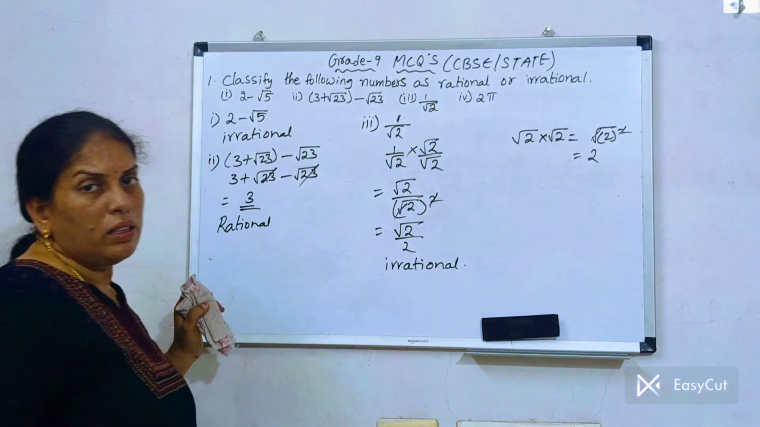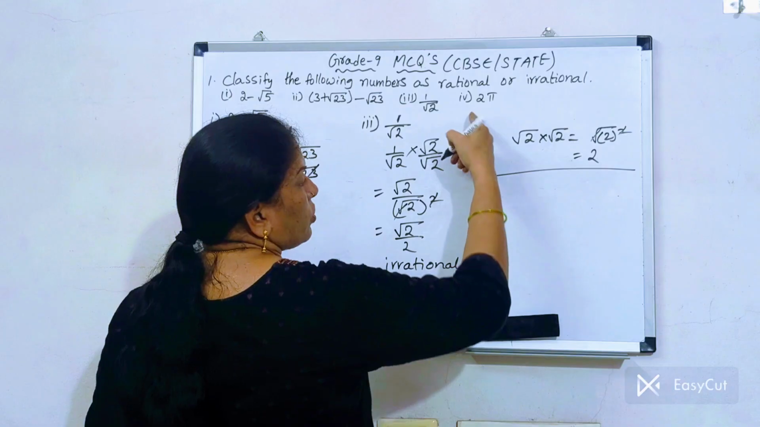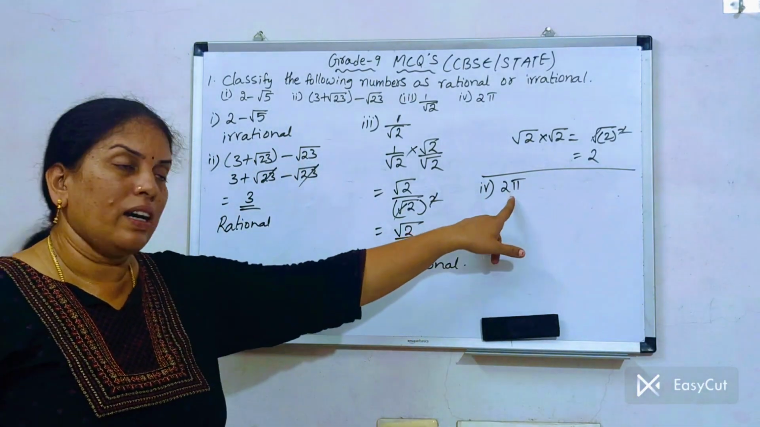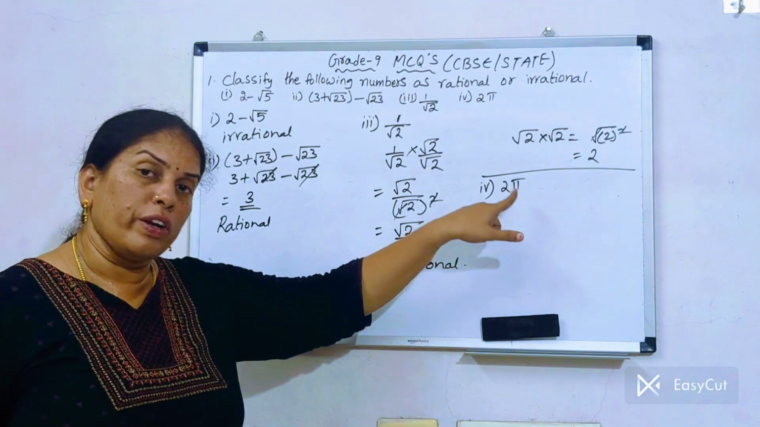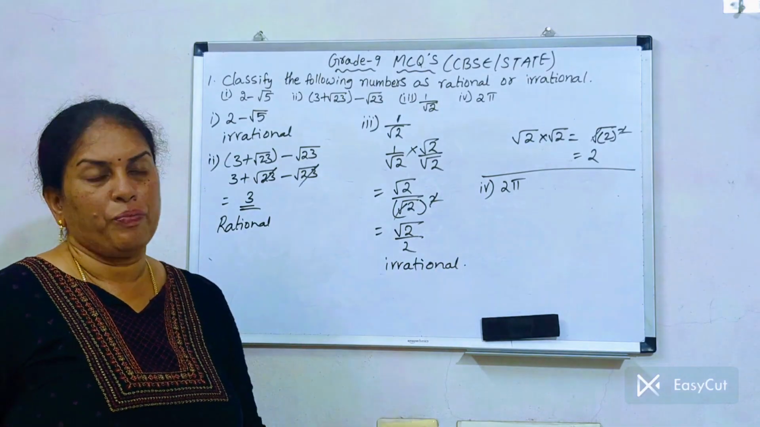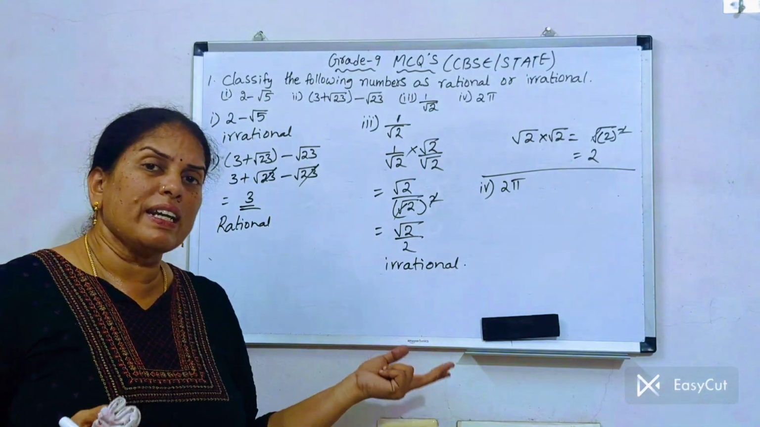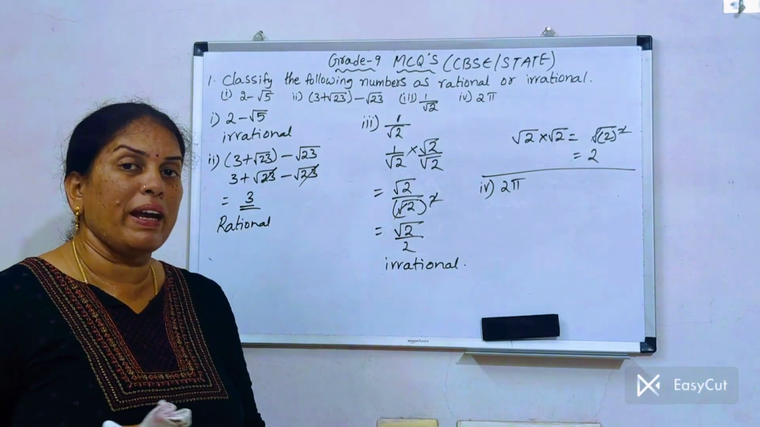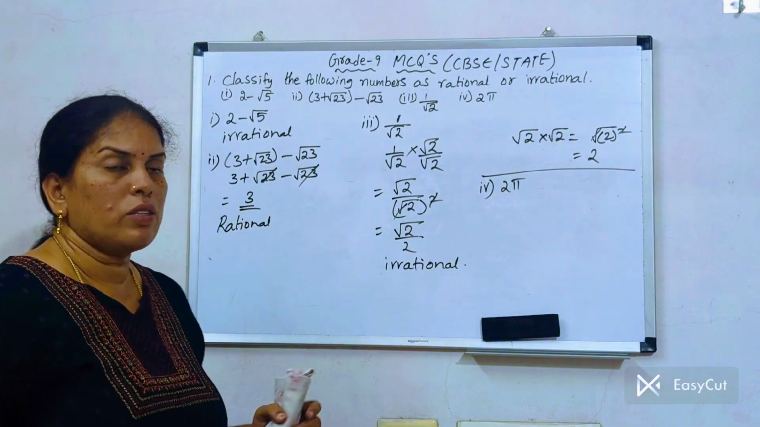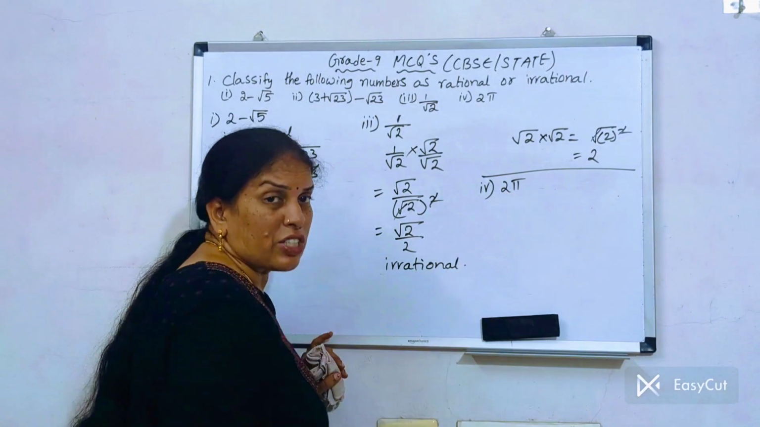All of you understood? Irrational number. Next, the fourth one. What is the fourth one? 2 pi. See here, already I told in the example that the pi value is 22 by 7, which is a non-terminating decimal. Pi is a non-terminating decimal. That means the division does not end with remainder 0, and it does not have repeating numbers in the quotient place. So, it is an irrational number.